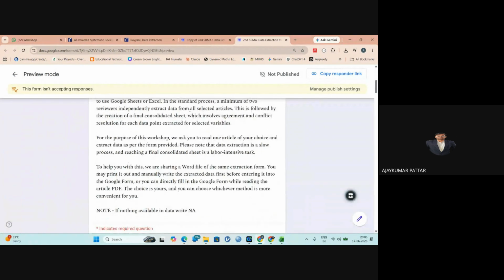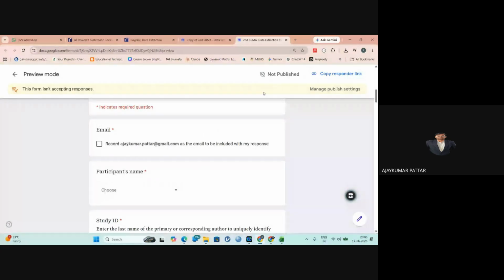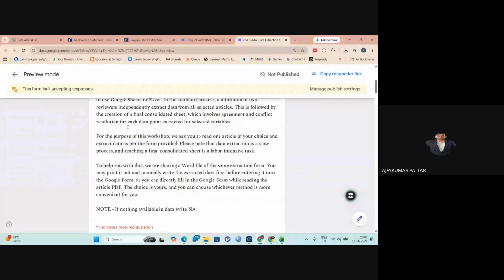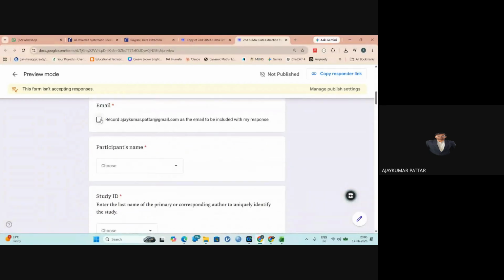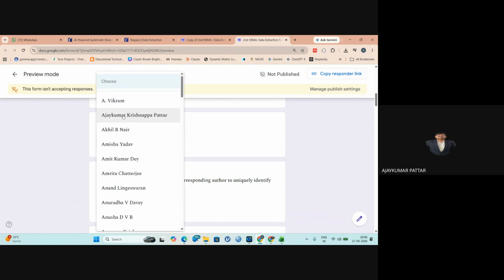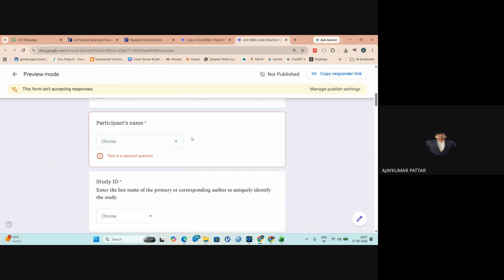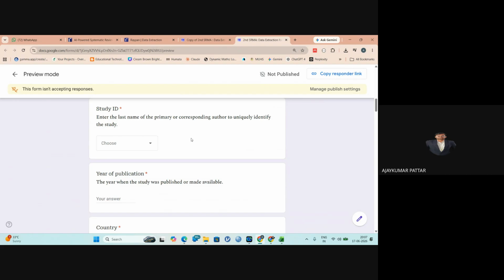Can you see here? This kind of thing, we give the details here. Then we will record, if you have 5 to 6 reviewers, our email address. And as we participated in that particular one, they have mentioned our name. Here we can mention the reviewer's name. For example, how many reviewers are there, my name or any other teachers or researchers joining with me, their names we have to add as a drop down option. We all know how to do this in Google form.